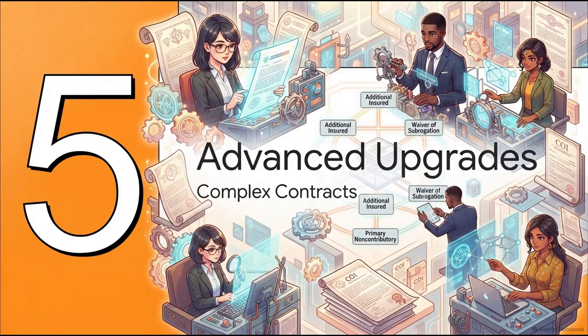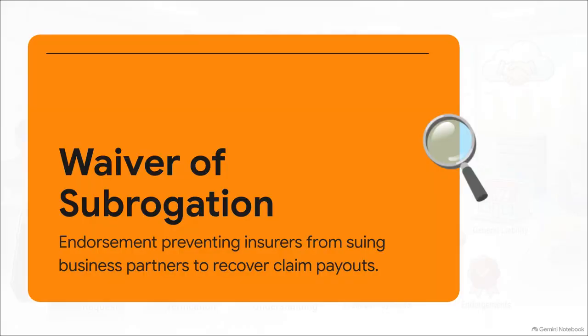Section 5. Advanced upgrades and endorsements. Time for the pro-level tactics for navigating complex contracts. When you start dealing with larger companies or commercial construction contracts, you are frequently going to see a demand for a waiver of subrogation. So what does that actually mean? Well, put simply, subrogation is an insurance company's right to sue the party that caused an accident to get their money back after paying a claim.